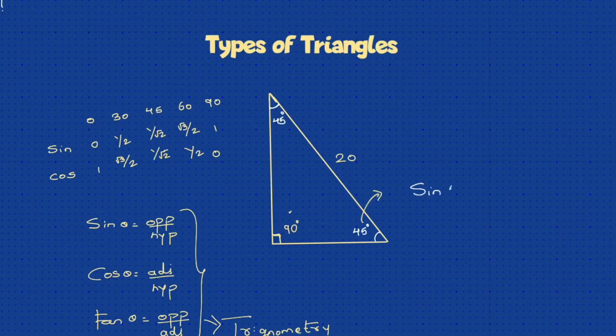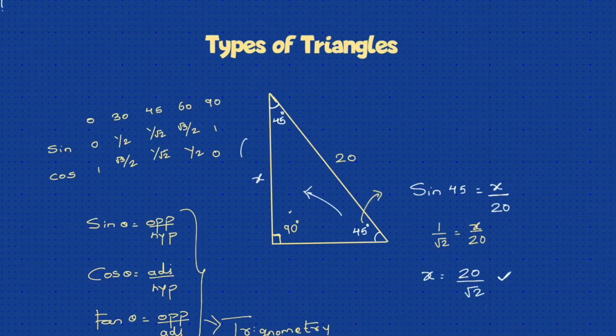Now, what will be sin 45? This will be equal to opposite side upon hypotenuse. Let the opposite side be x, which I'm supposed to find out. What is the hypotenuse? 20. According to the table, sin 45 is 1 by root 2. So 1 by root 2 equals x by 20. x is then 20 by root 2. That is one side of the triangle. The other side will also be equal to 20 upon root 2.